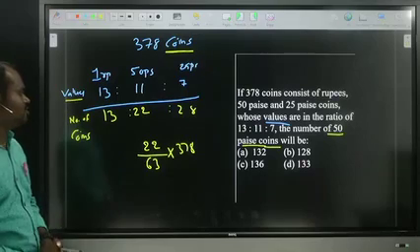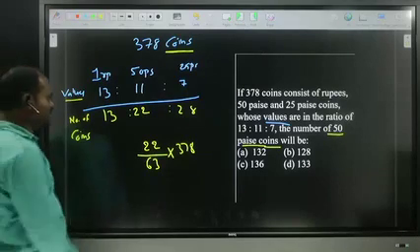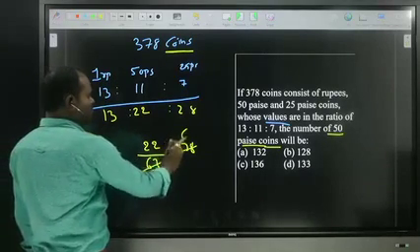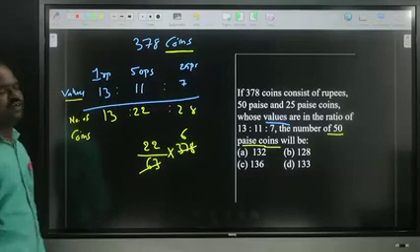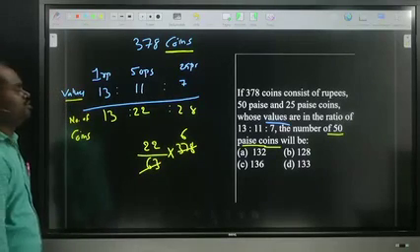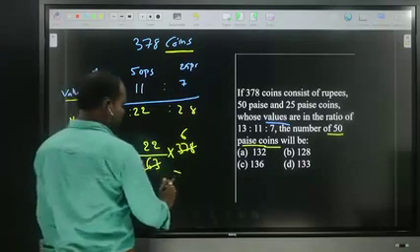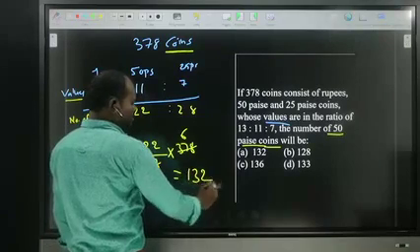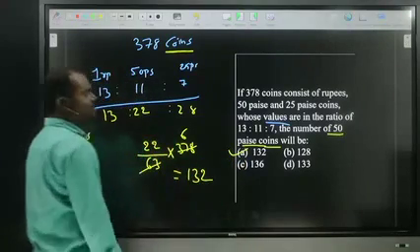Any cancellation? 63 goes exactly 6 times. 22 into 6: 22 sixes are 120 plus 12, that is 132. 132 coins. Option A. Right?